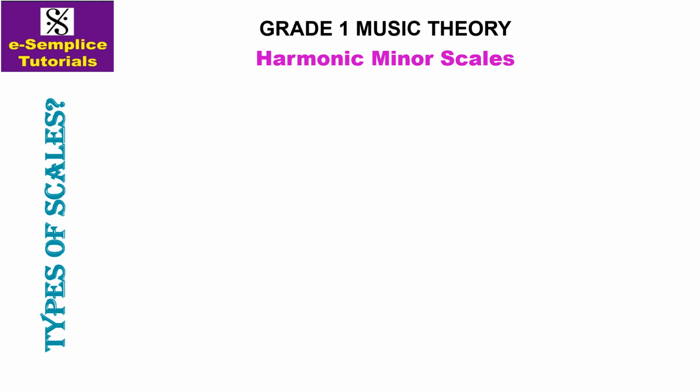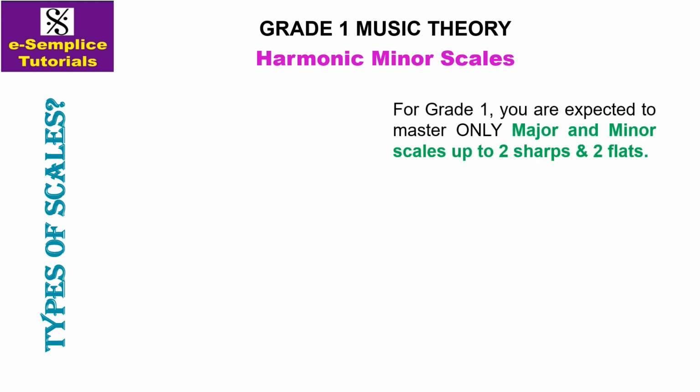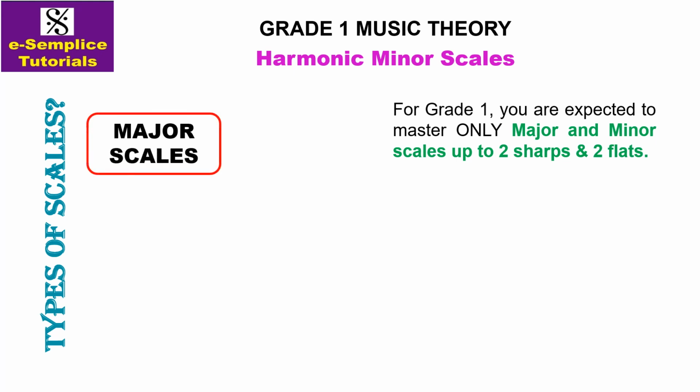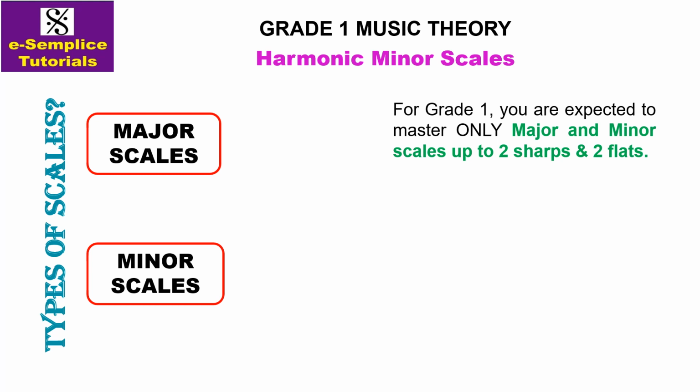Types of scales. For grade 1, you are expected to master only major and minor scales up to 2 sharps and 2 flats. So from this statement, there are basically 2 types of scales for grade 1, major scales and minor scales. But the minor scales are actually of 3 kinds.